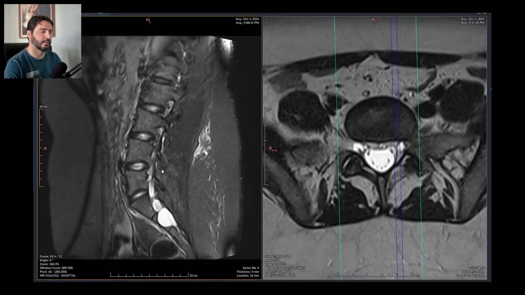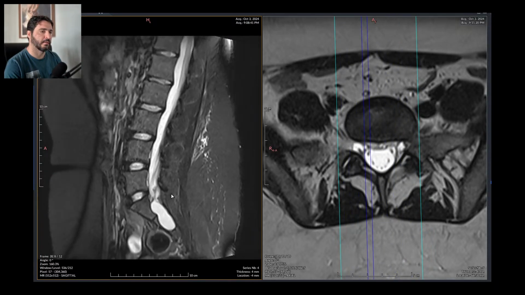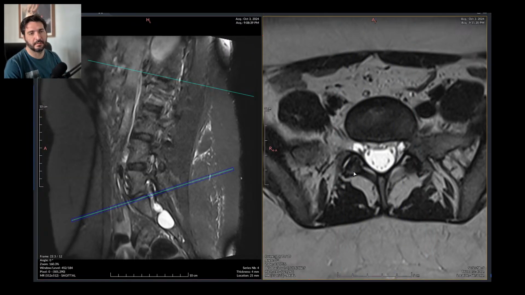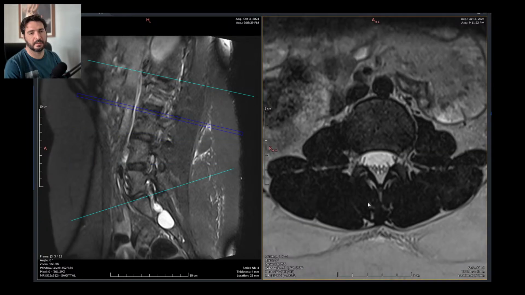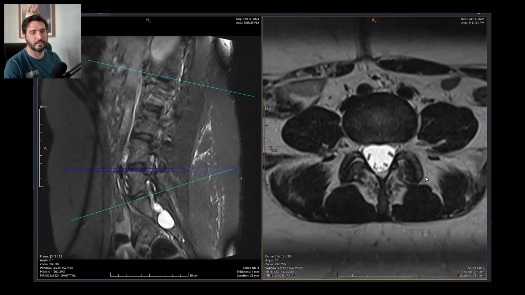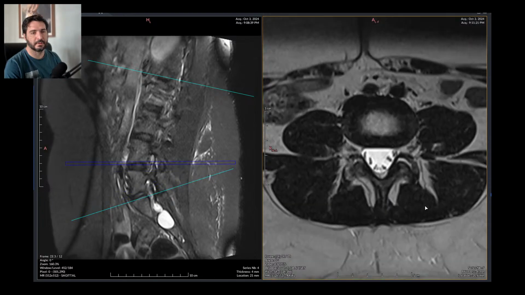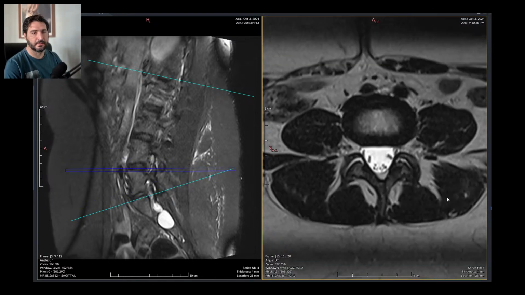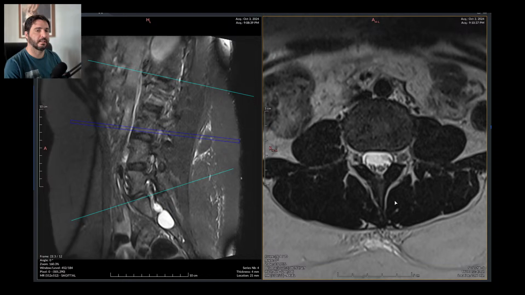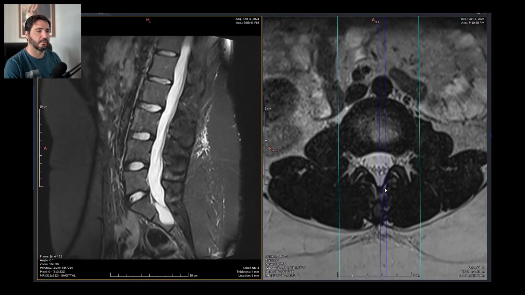Right there. Right there. See? That is joint effusion. That is a sign of synovitis or hypermobility or overload of such joints, since they also show signs of degenerative disease, of mild arthrosis. We can say this is probably the cause of the pain the patient is complaining about.